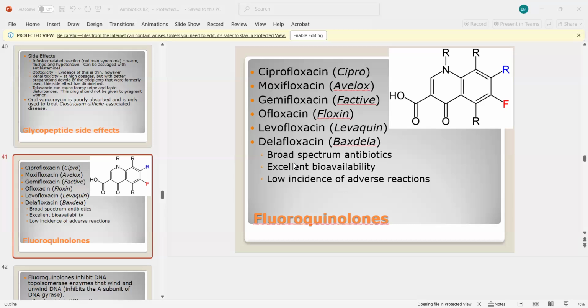Musculoskeletal problems, this is the one you want to circle. They can cause tendon rupture. The older you get, the larger the risk. Also, the risk is higher if the patient's also on steroids.